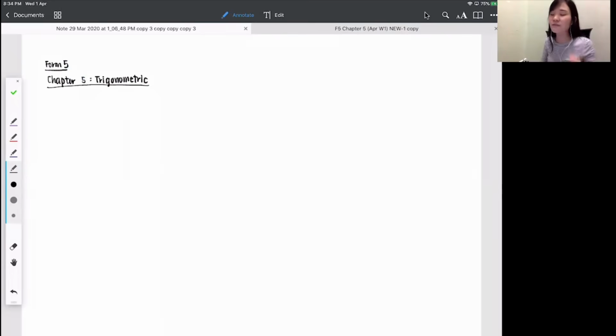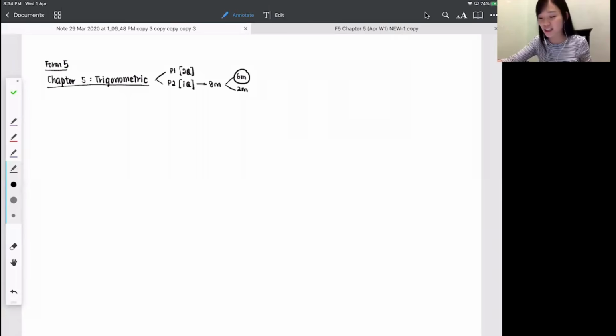So Form 5, Chapter 5, Trigonometry. Guys, this chapter will come out in Paper 1 and also Paper 2. Paper 1 will have 2 questions. Paper 2 will only have 1 question, and this 1 question is usually worth 8 marks. These 8 marks are split into the first 6 and the last 2 marks. Today, I'm teaching you the first 6 marks. So later on, concentrate, and today you will bring 6 marks back home, okay?